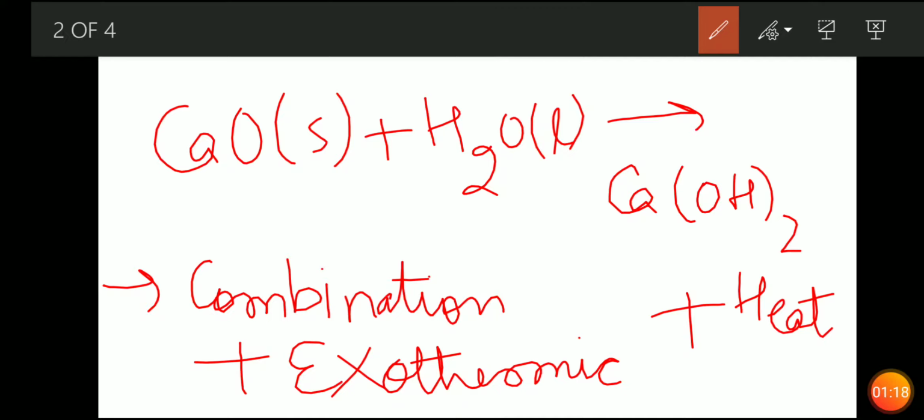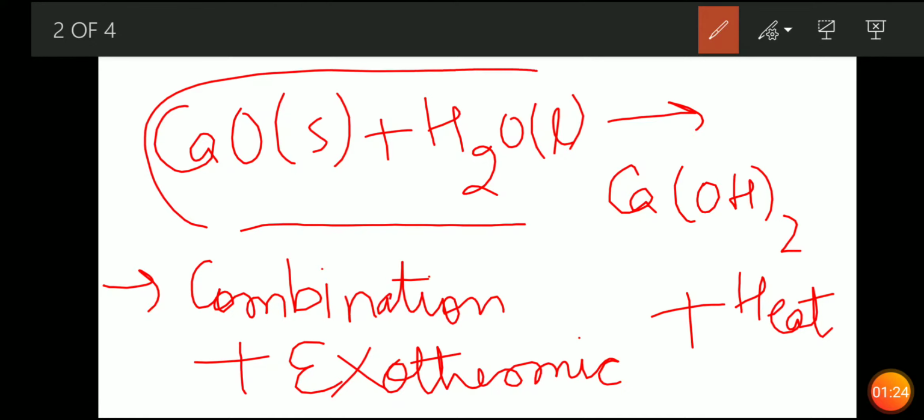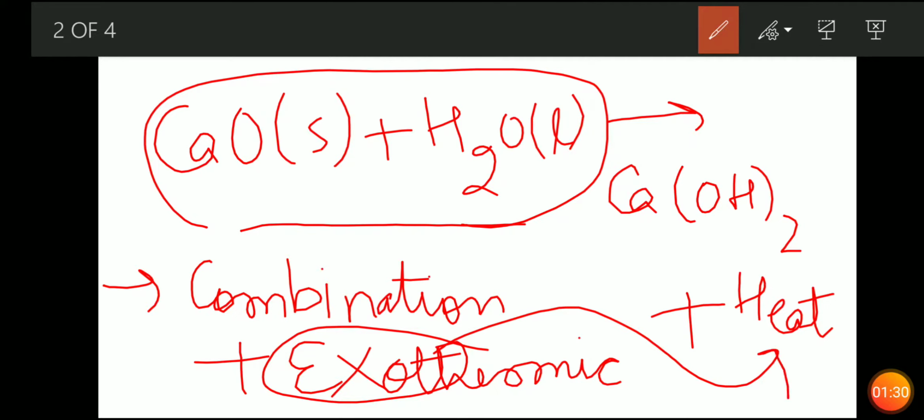Why? Because in combination we see that the two reactants are combining together. So here the two reactants are combining together. But in exothermic reaction you see that the heat is being evolved. Fine. So that means it is a type of reaction in which combination and exothermic both are involved.